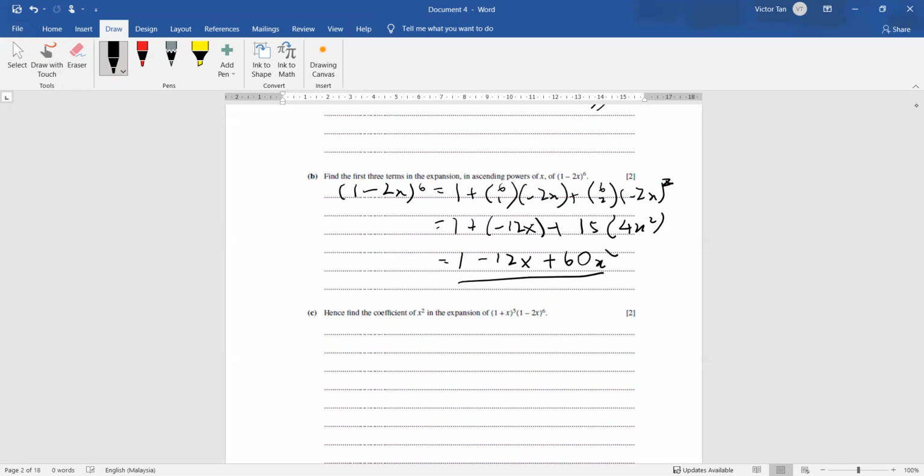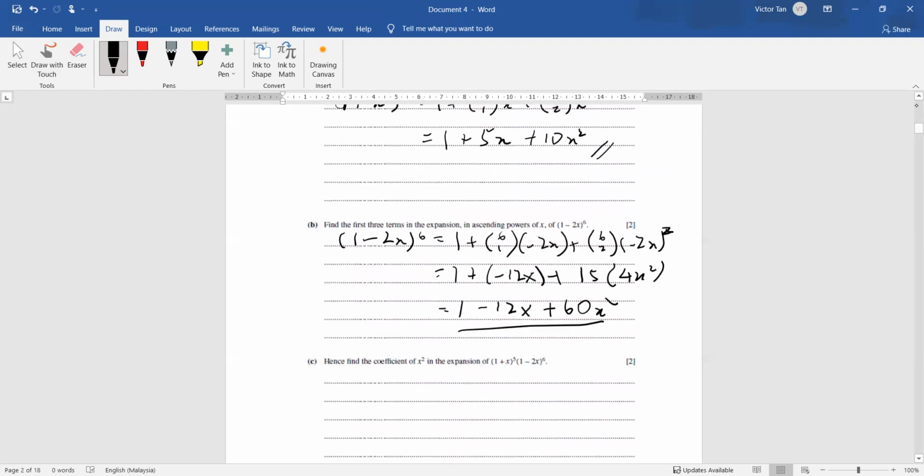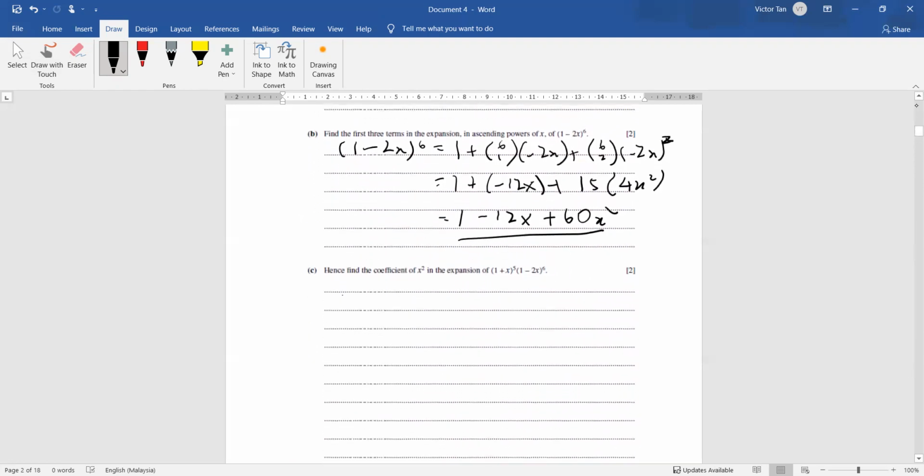It's the solution. Hence, find the coefficient of x squared in the expansion (1 plus x) to the power 5 times (1 minus 2x) to the power 6. So what I'm going to do is I'm going to write down the solution for the first one. It's 1 plus 5x plus 10x squared, times 1 minus 12x plus 60x squared.